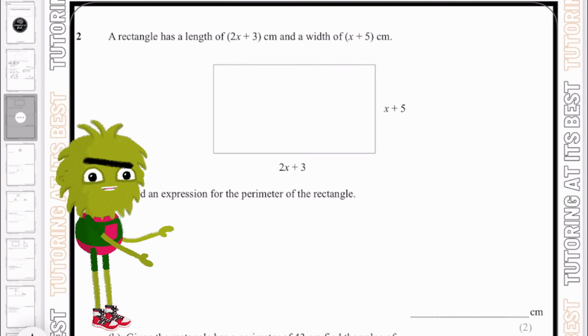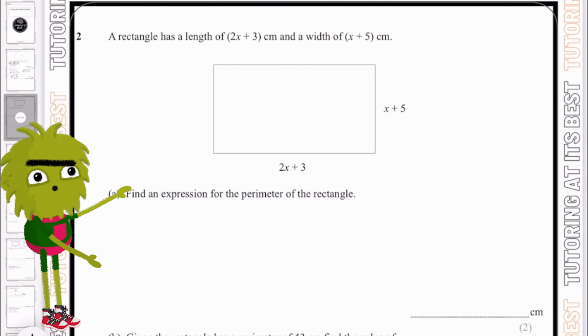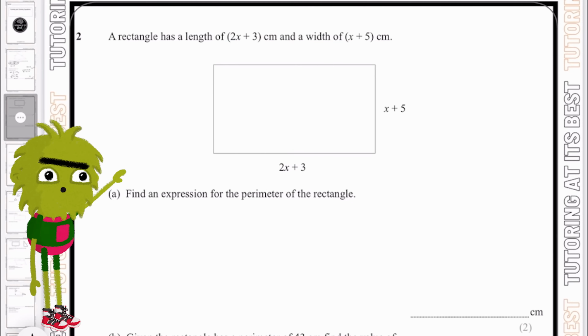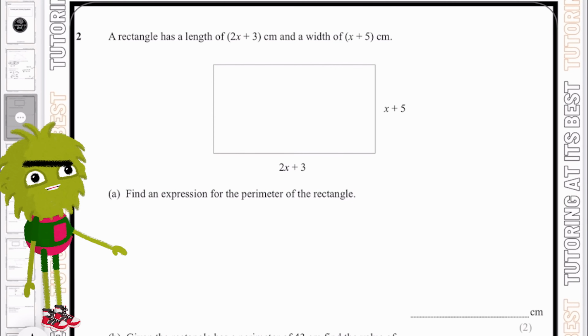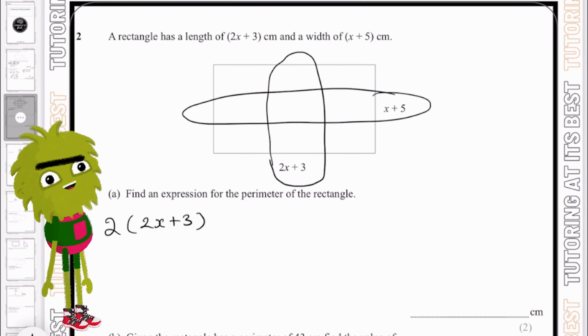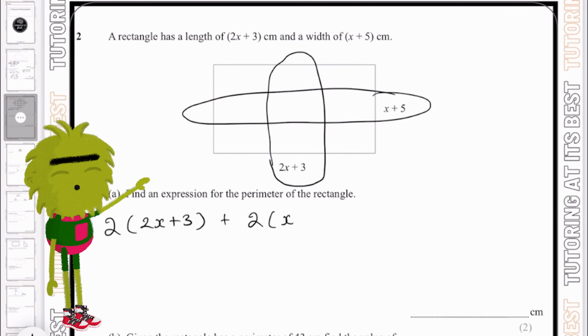So now a rectangle has a length of 2x plus 3 and a width of x plus 5. And we need to find an expression for the perimeter. Well, if we start with the properties of a rectangle, we now know that the opposite sides are the same. So we're going to have 2, bracket open, 2x plus 3, as the two opposite sides are the same. And we'll do the same for x plus 5. So we'll have plus 2 and then x plus 5.